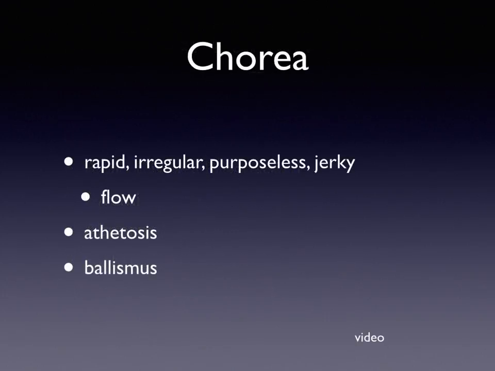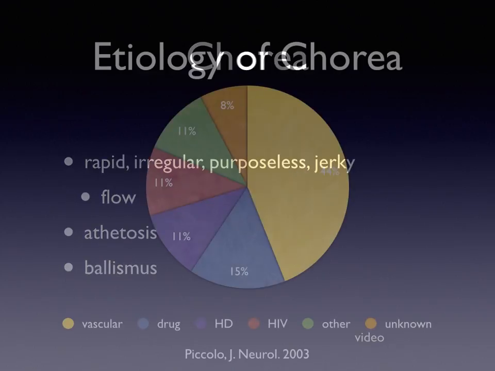Shifting gears, we'll talk about chorea. Chorea in Latin means to dance, and it's described as a rapid, irregular, jerky movement. It is involuntary. There are several subtypes: athetosis, which is usually a distal type of writhing movement in the hands and feet, most often associated with cerebral palsy, and ballismus, which is more of a flailing type of movement, usually unilateral after a lesion in the contralateral subthalamic nucleus.